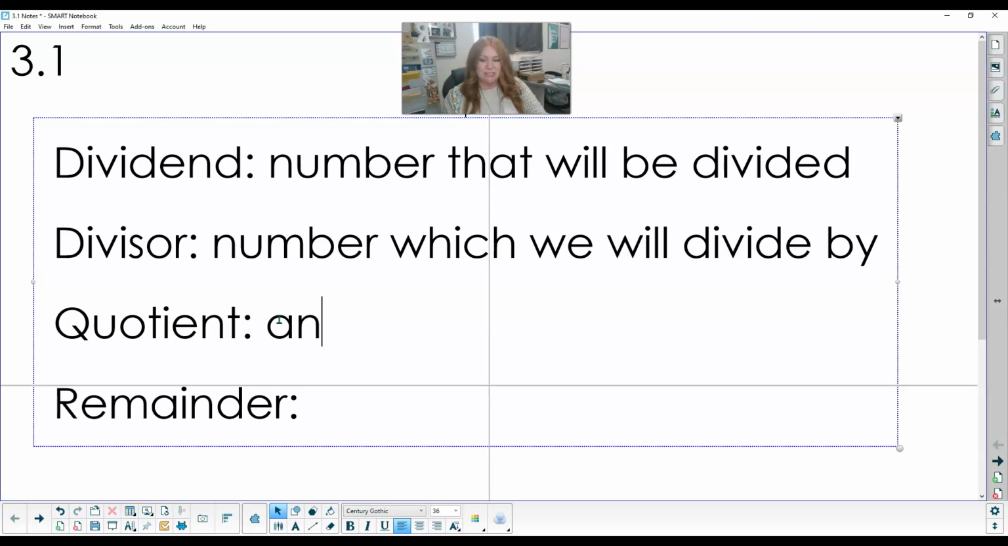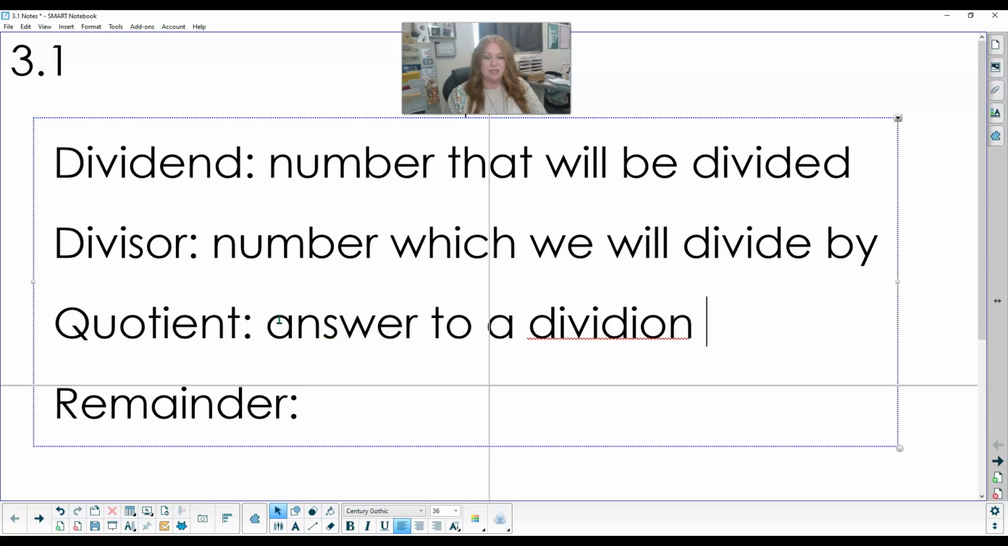So the quotient is the answer to a division problem. So when we talk about quotients, these are something that you need to know. You might see a problem that says, what is the quotient? You've got to know. You need to divide.